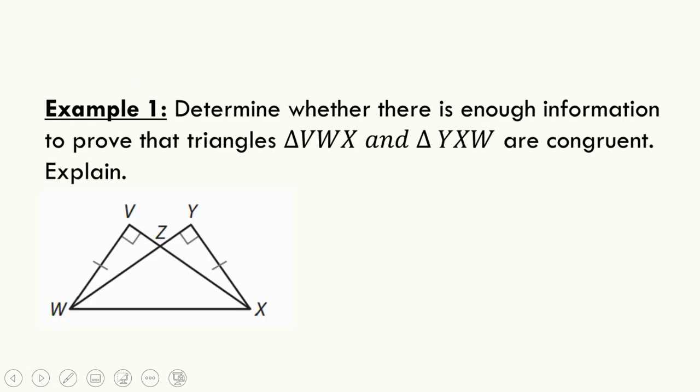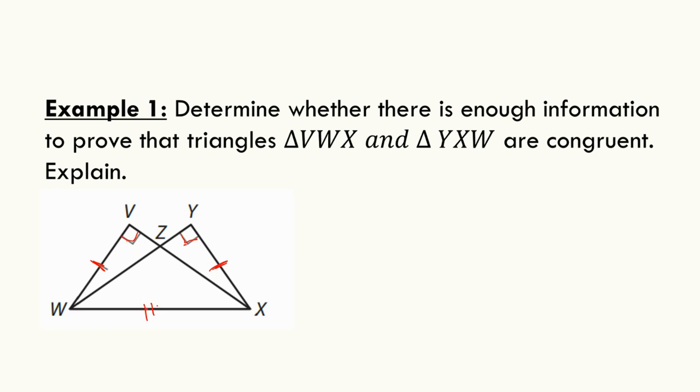All right. So for example 1, we have to determine whether there is enough information to prove that the triangles are congruent. We're going to do a little bit of review here. What I know thus far is that they are both 90 degrees, so they both are right triangles. So far, both of the legs are congruent. And if you notice, they both happen to share the same exact hypotenuse. I know it's the hypotenuse because it's directly across from the 90-degree angle for both triangles.